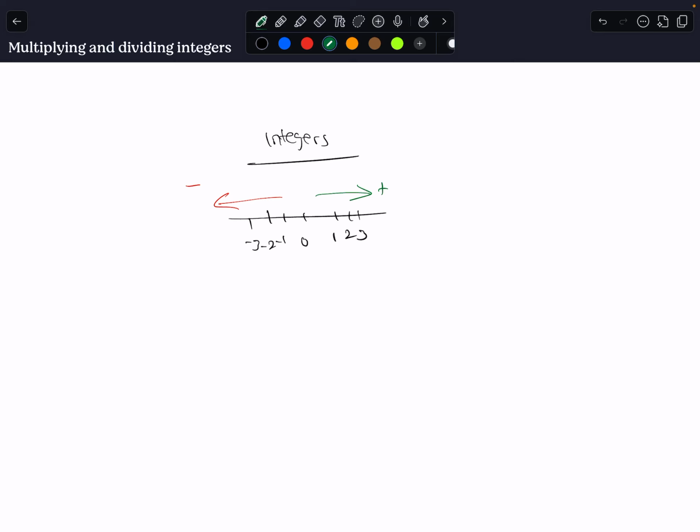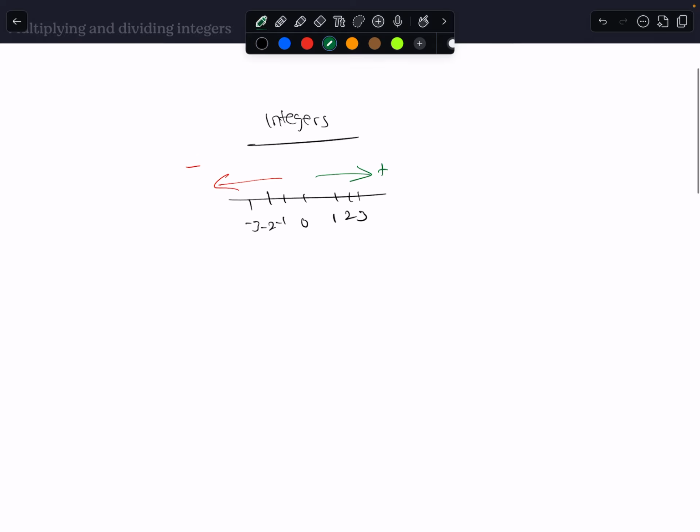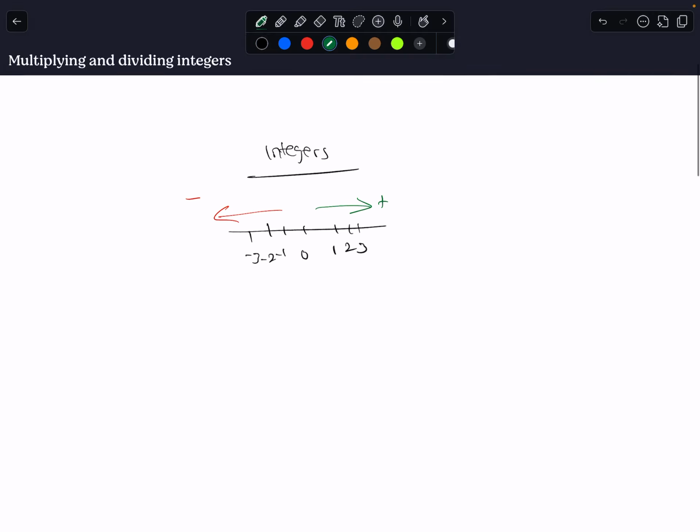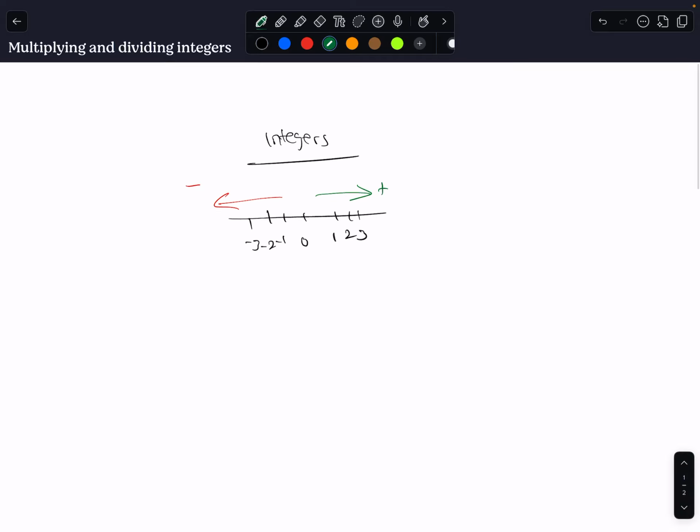Today we're going to be continuing on our two-part series, focusing on the multiplication and division portion of the math, in terms of multiplying and dividing integers. Like we said, continuing off our previous concepts, integers fall within a number line. To the right of the zero is positive, to the left of the zero is negative.